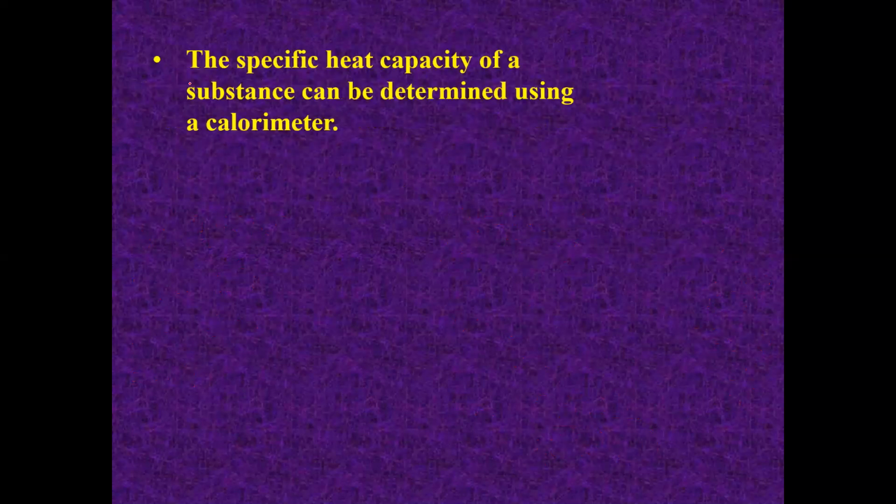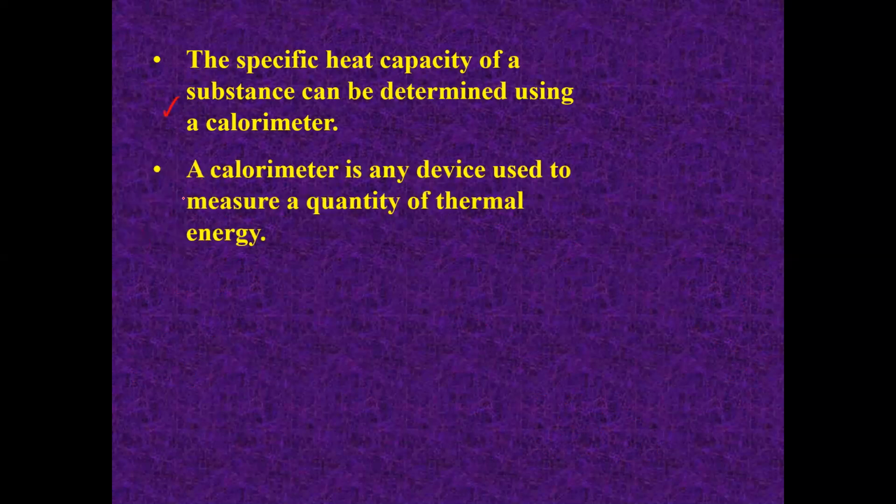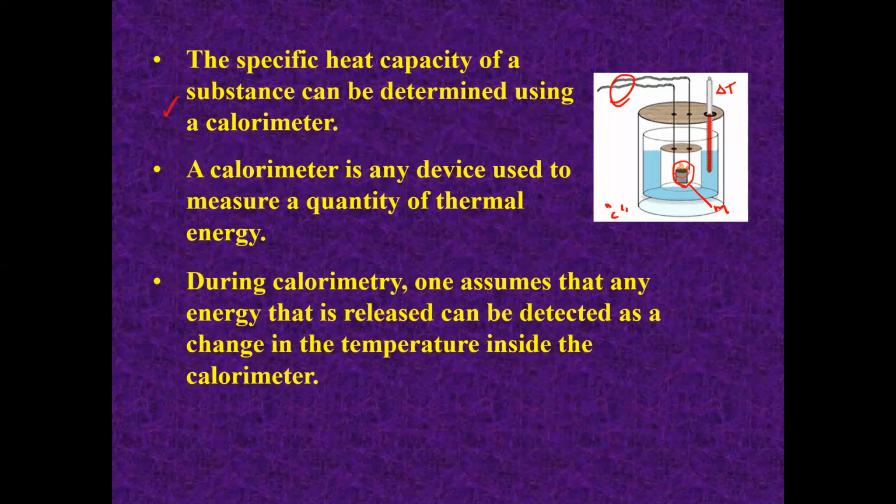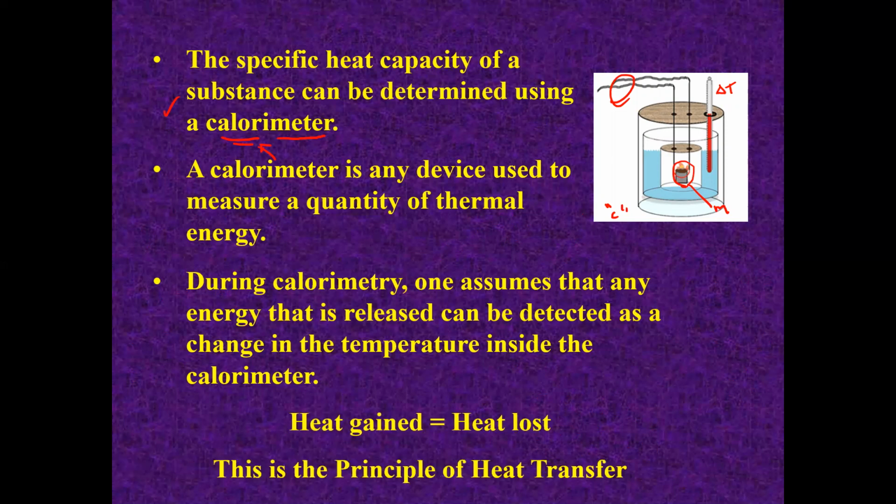The specific heat capacity of a substance can be determined using a calorimeter. A calorimeter is any device used to measure the quantity of thermal energy. So we're going to burn something and calculate the change in temperature, and we've got the mass, and we can figure out even how much energy we're adding to it, and that will give us our specific heat capacity. And calor simply means heat. In Spanish, calor, muy calor, I'm very hot. And there's a meter to measure it. During calorimetry, one assumes that any energy that is released can be detected as a change in temperature. Heat gain equals heat lost. This is a principle of heat transfer.